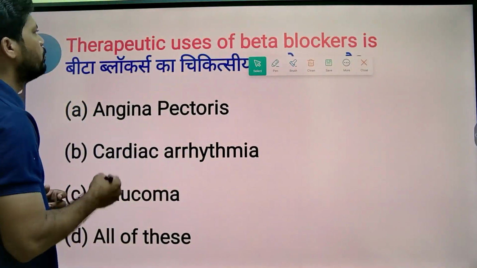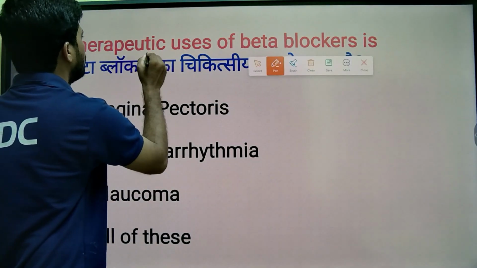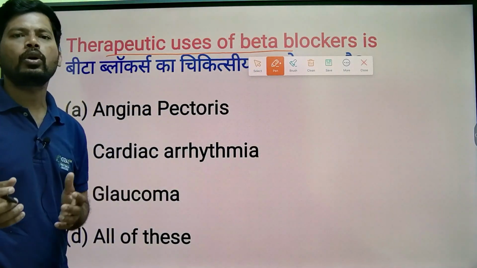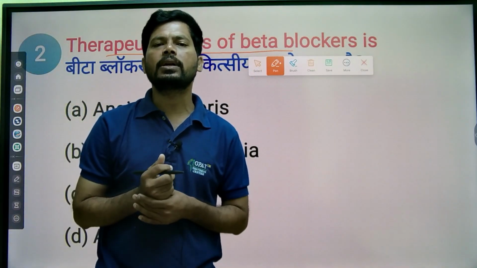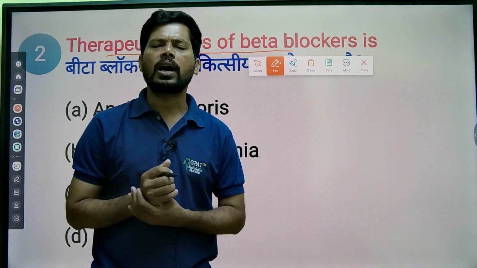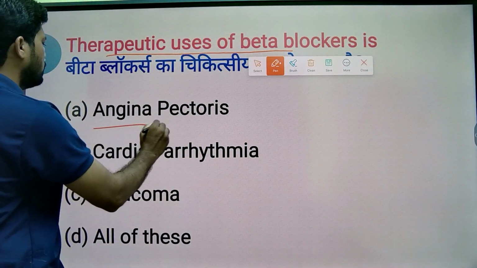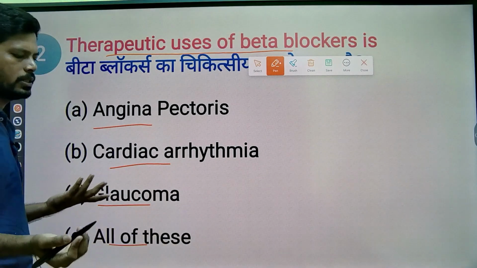Next, continuation: therapeutic uses of beta blockers. So beta blockers are the drugs that block the beta receptors. They help in the treatment of hypertension and also have other clinical applications. Yes, used in angina pectoris, cardiac arrhythmias, glaucoma, all of them. Yes, that is simple.